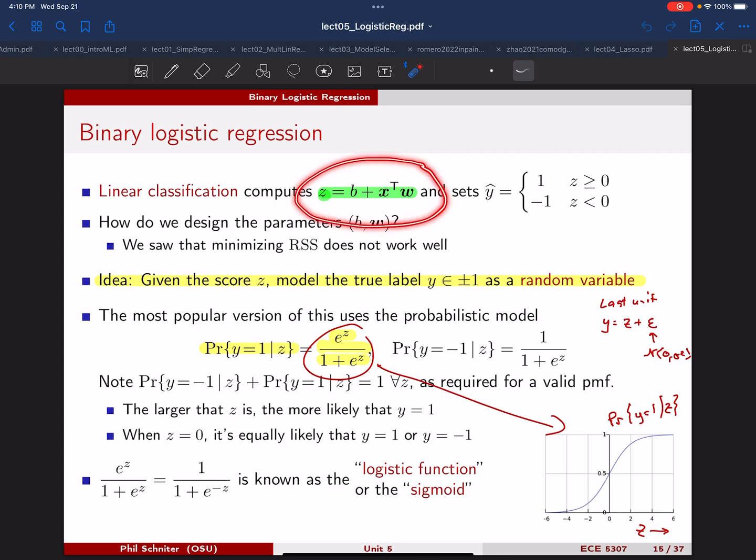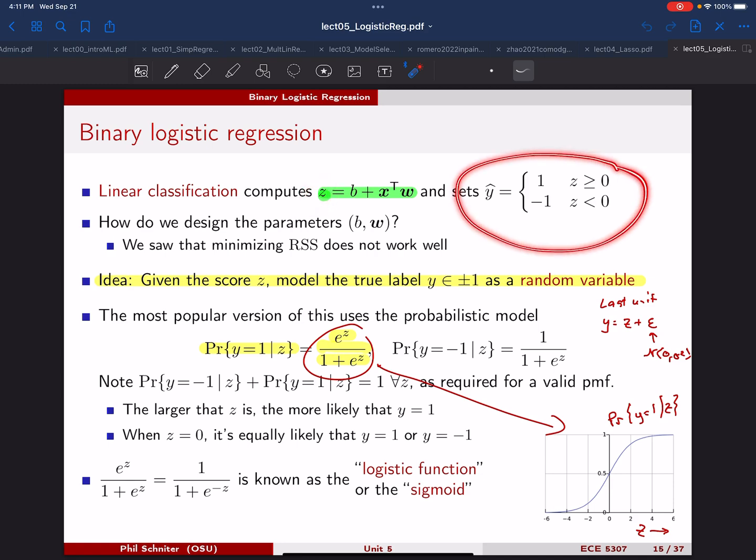The first stage uses a linear model to compute this variable z, we call it a score. It's like an intermediate quantity. You can see it's just a linear function of the weights and the bias, also a linear function of your features. Once you get that score, which is a real number, then you threshold it to turn it into a binary outcome, which you report as your predicted label.